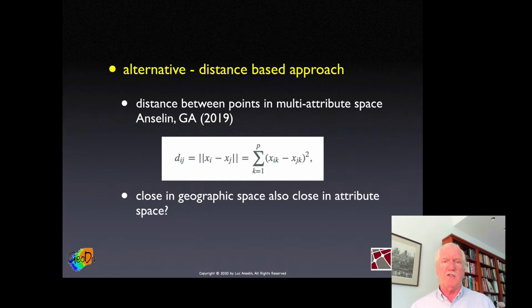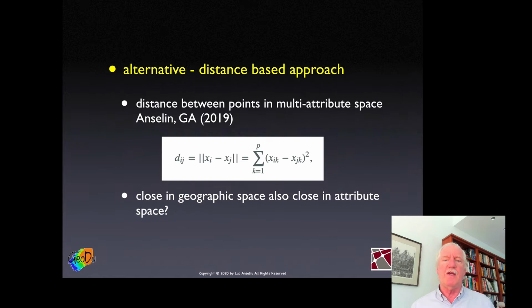And if you remember our data cube, we had three variables, and every observation was a point in the data cube, and we could look at the distances between these points in the data cube. That idea is really central to the two approaches that I will discuss today in this lecture, namely using the concept of distance in attribute space and comparing it to distance in geographic space.